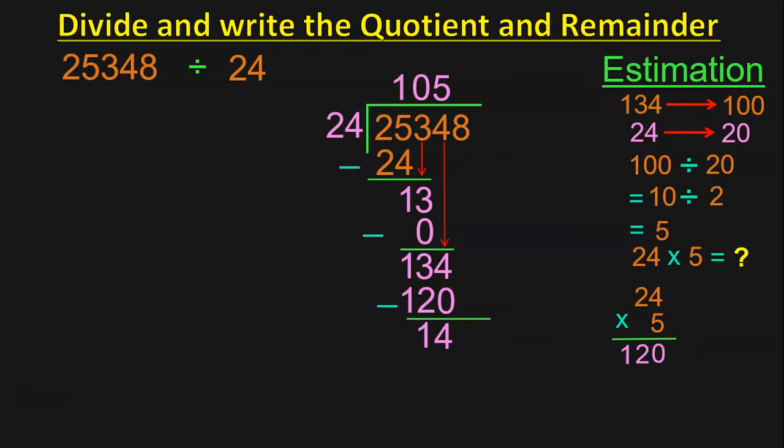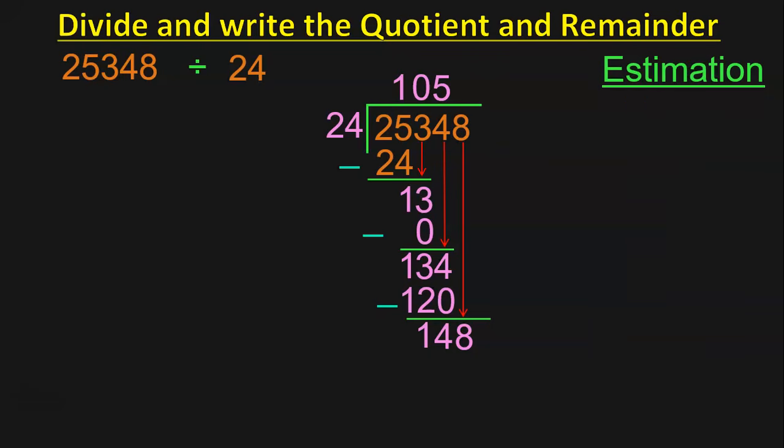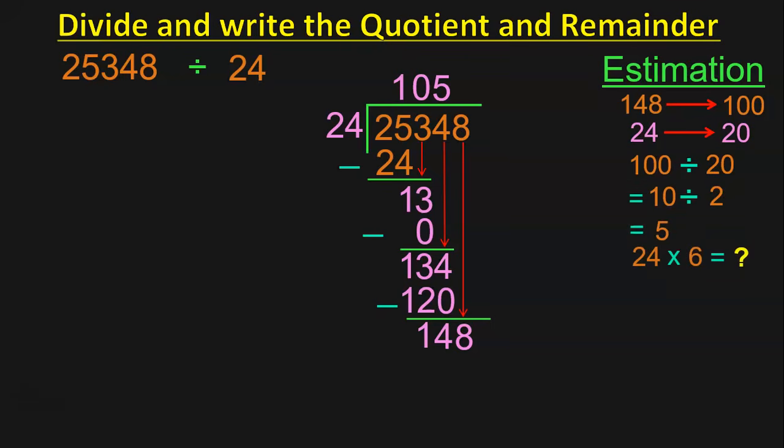The next step is to write down the number 8. So you'll have to find out now 148 divided by 24. Same estimation technique. Round off 148 to the nearest 100 and you get 100. Next 24 to the nearest 10 will be 20. So once again 100 divided by 20 is going to be 5. Just now we saw that 24 into 5 is 120. But we need 148. So what are we going to do now?